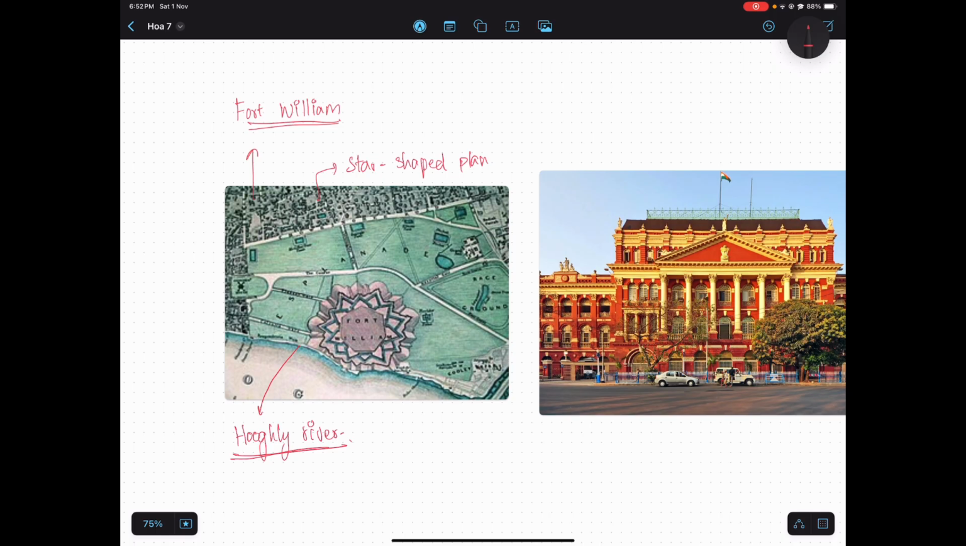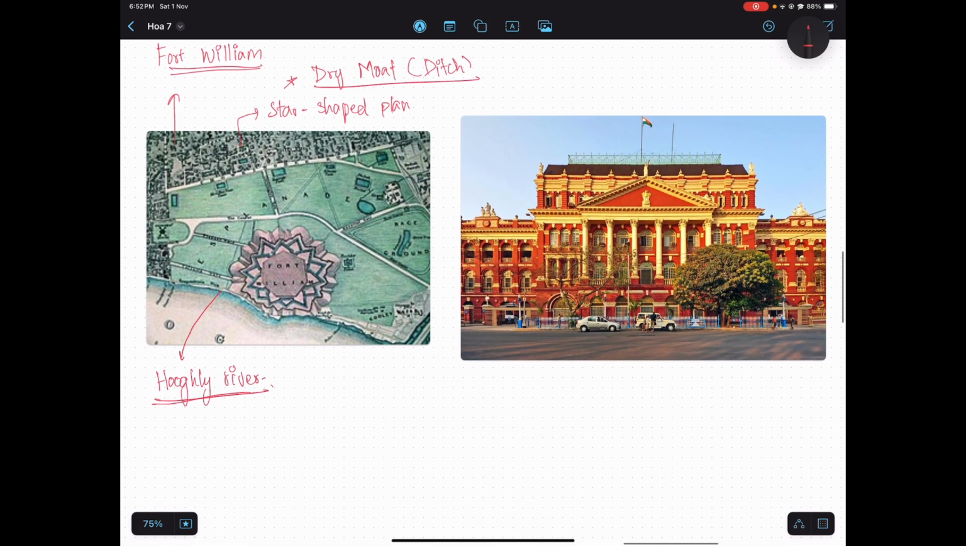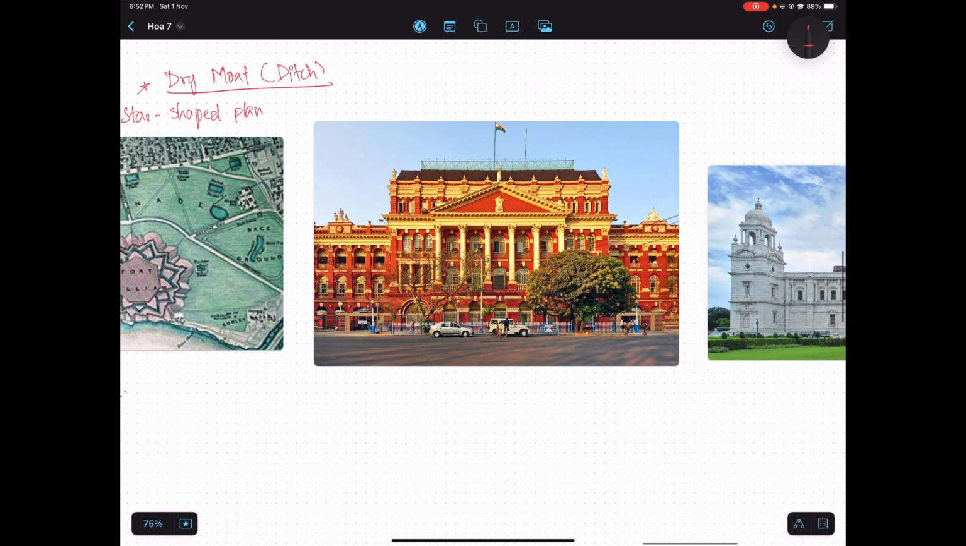And they also used a dry moat. Initially it was supplied with water from the Hooghly River, but then it became a dry moat, or they call it a ditch. So they had a dry moat and ditch, and the area around the fort was cleared, and it became the grounds for exhibitions and fairs and other such things. The main purpose for this fort is basically to prevent attacks from the invaders, and that's what it served. Next, let's move on to the next building, which is Writers Building.